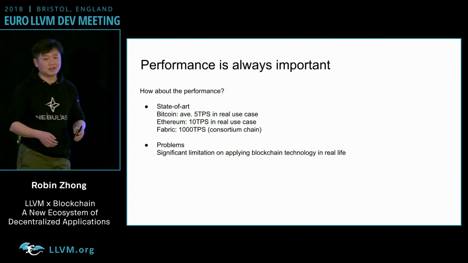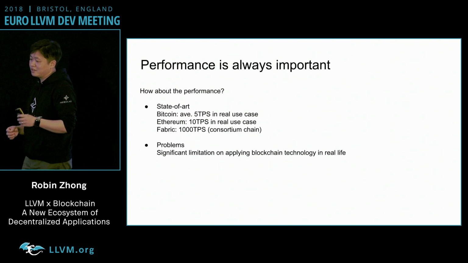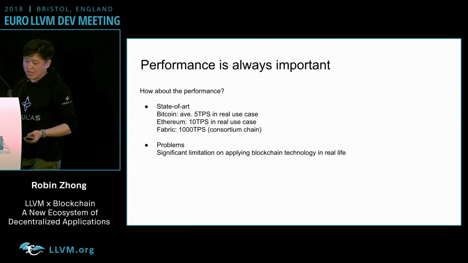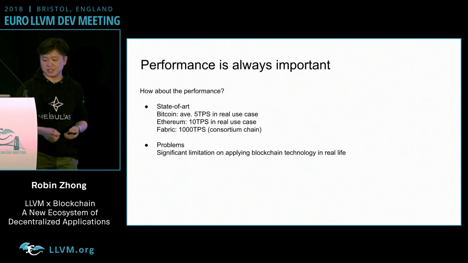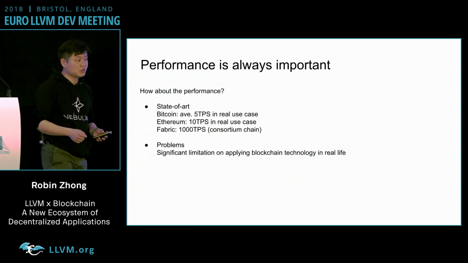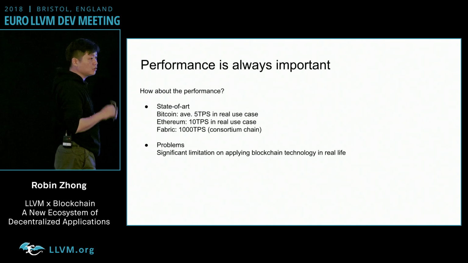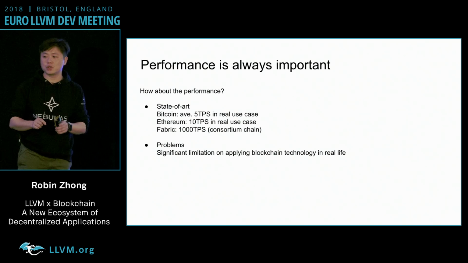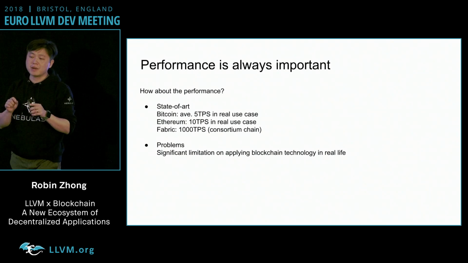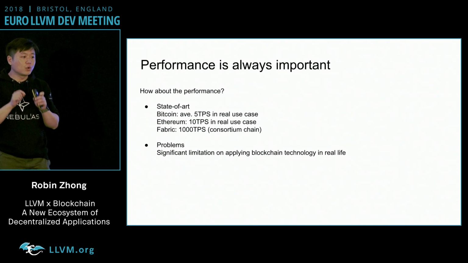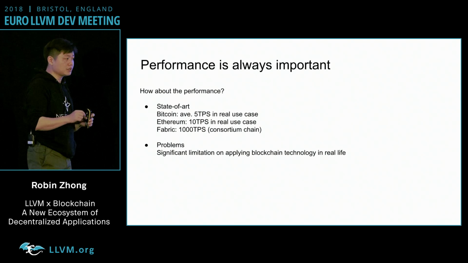Fabric is higher, but Fabric is not a public blockchain, so it's up to 1,000 TPS. That is for the transaction, not for the smart contract execution. Smart contract execution is much more complex, and will need more computing resources.